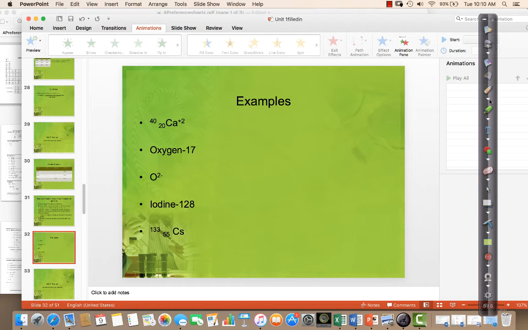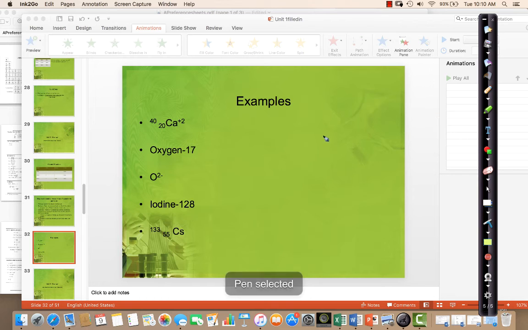So we have an atomic number of 8. Remember, Z is our atomic number. All right, so protons, neutrons, and electrons. We know the atomic number is 8, so we should have 8 protons. My mass here is 17. So 17 minus 8 protons should give me 9 neutrons.